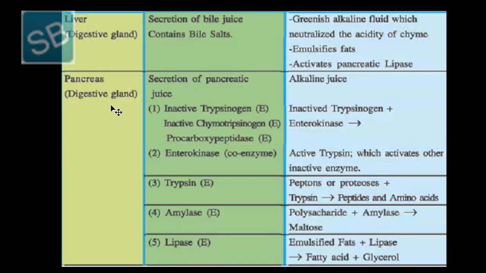The pancreas is a gland that secretes pancreatic juice containing trypsinogen, chymotrypsin and enterokinase. For example, trypsin helps in the digestion of proteins into peptides and amino acids. Amylase helps in the conversion of polysaccharides into monosaccharides. Lipase helps in the emulsification of fats and conversion into fatty acids and glycerol.